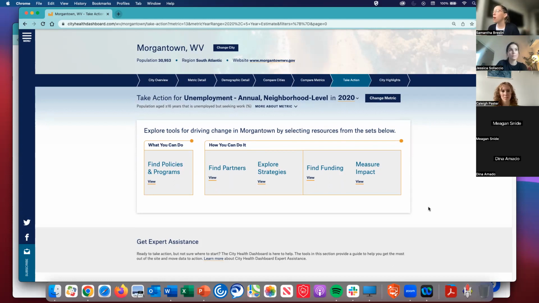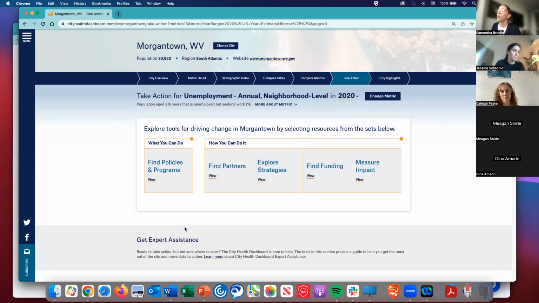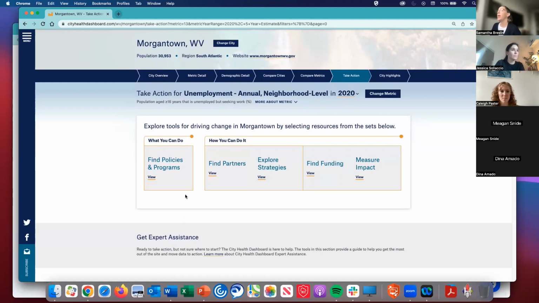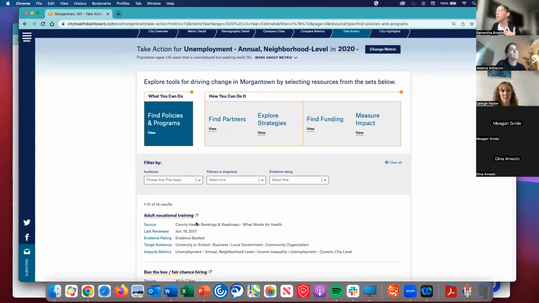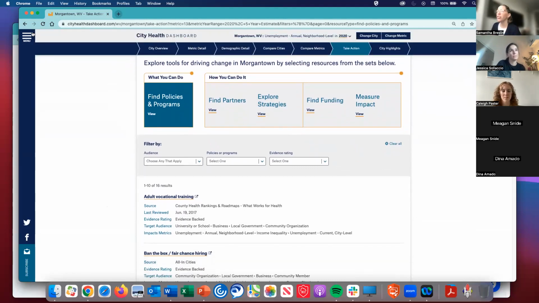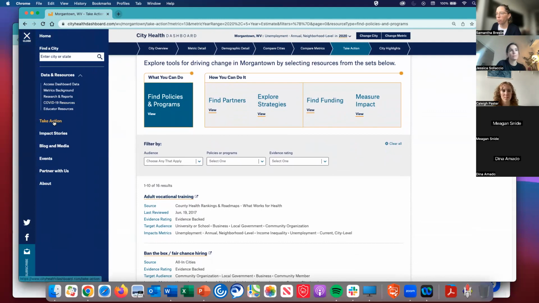So we created this Take Action Center, which has, I think at this point, over 450 different resources spread out across these 5 different buckets that you can use to implement in your community. So we have find policies and programs. I'm going to show you the Take Action Center from here. So you can find everything you need from this main menu.